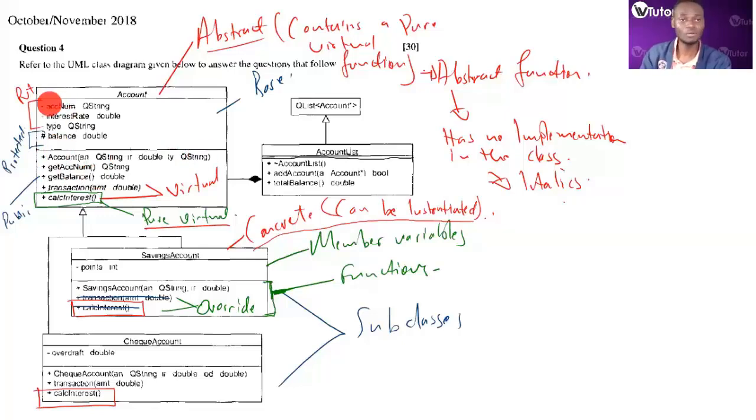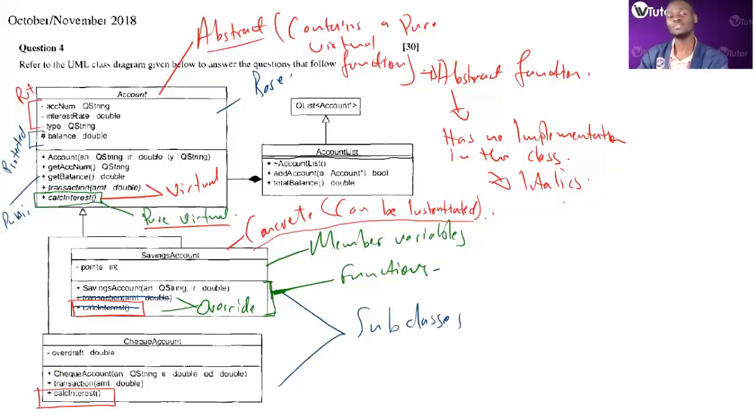Here are your member variables: account num for the account number, interest rate for the interest rate, type for the type. You go to savings account, it has everything in account plus points. Remember, when you inherit, you extend, which means savings account is an extension of account. So savings account has get account number, get balance, transaction, calc interest, and points. Even though there are no extra functions, you could have more functions in savings account than you have in account. Check account is also another extension of account, which means check account has account number, interest rate, type, balance, and overdraft.